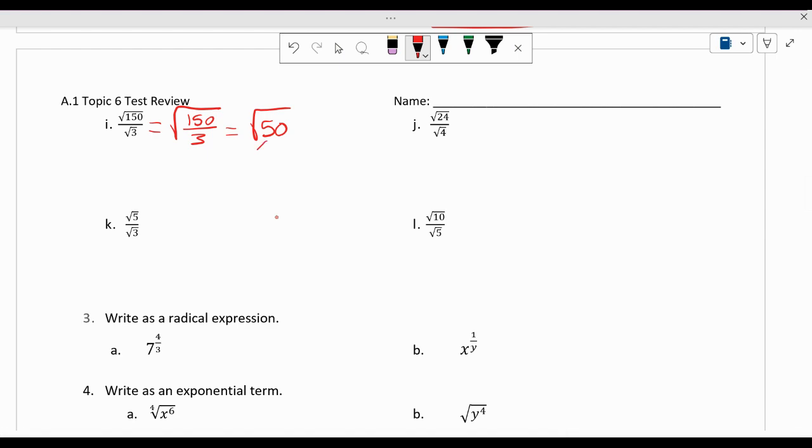Now I do have to simplify that. Two numbers that multiply to 50 are 25 and 2. 25 is a perfect square, so it's going to come out as a 5. So that means my final answer is 5 radical 2. There was nothing else I could do. 2 is not a perfect square, does not have a match.